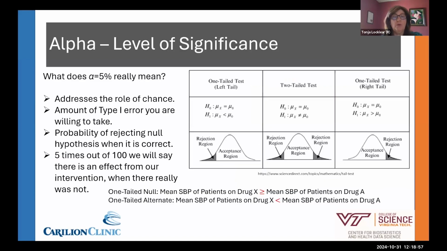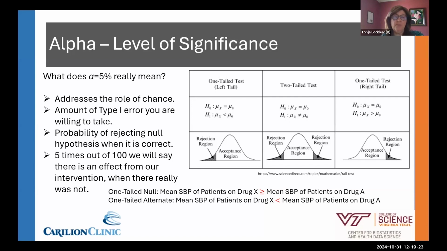The reason I was mentioning before what happens with the different types of alternate hypothesis is that you can have two different kinds, and the two kinds determine whether you have a one-tailed or a two-tailed test. So when you have an alpha level of significance, the question here is, what does alpha actually mean? It addresses the role of chance.